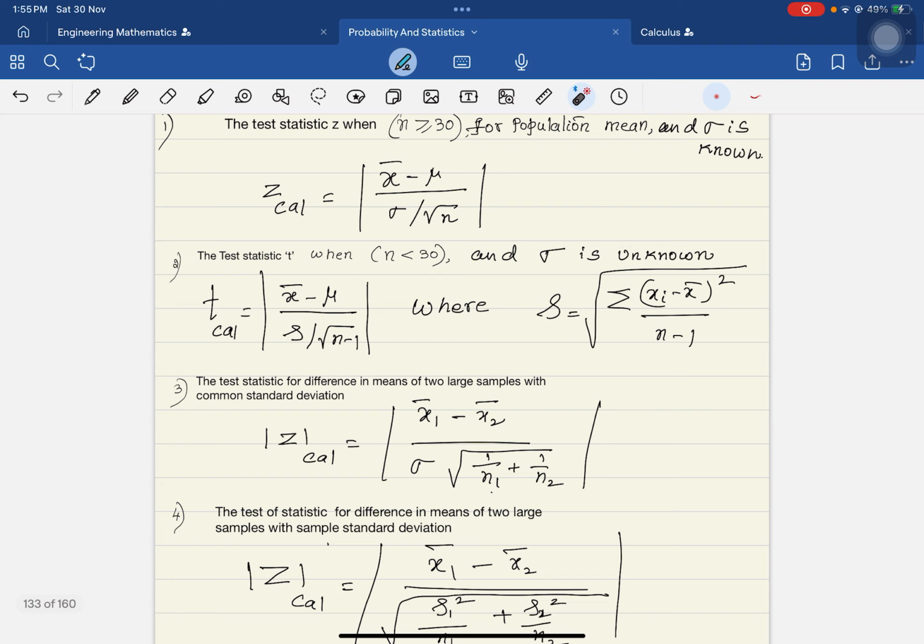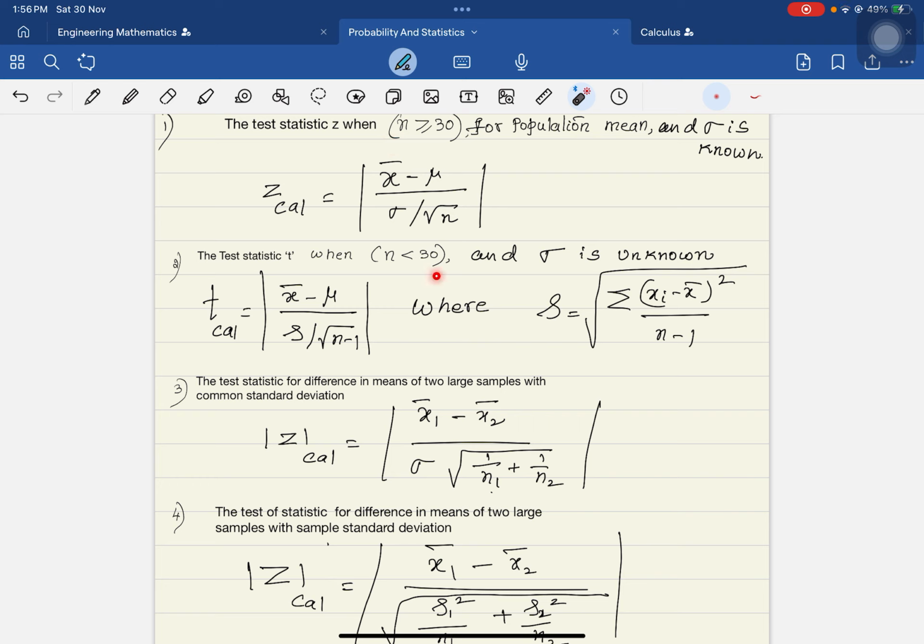So, in the previous couple of lectures, we have explained the mean and the standard deviation. Suppose the population mean and the population standard deviation are known, then how to find the Z statistic, that is for the large sample, so n greater than or equal to 30. That is what we have done.